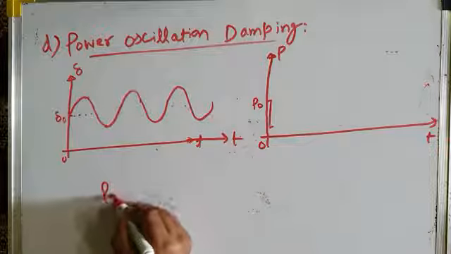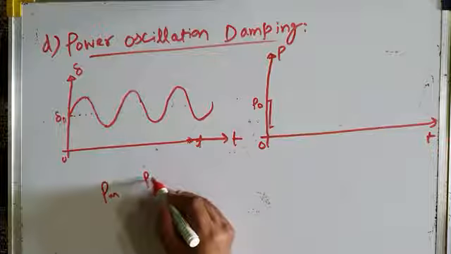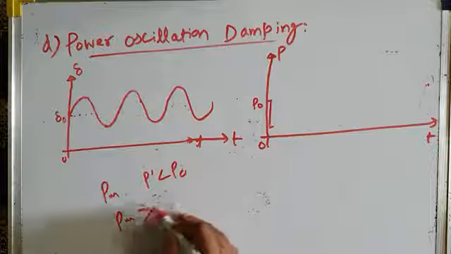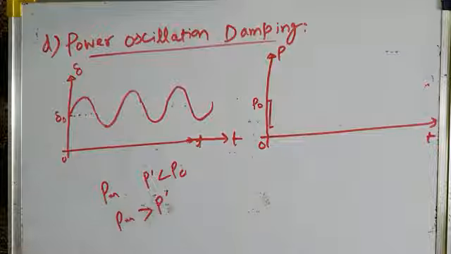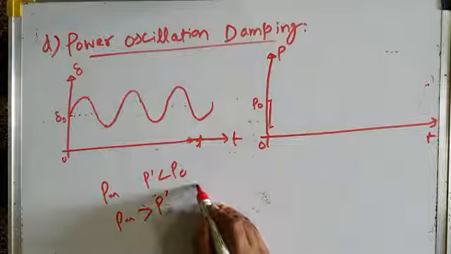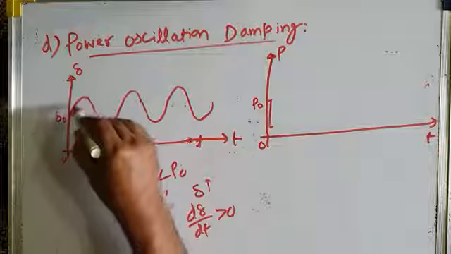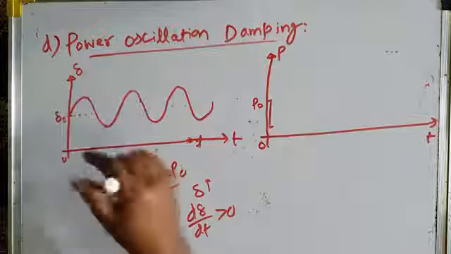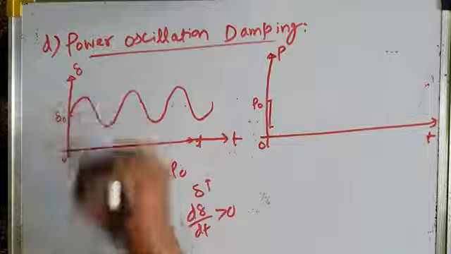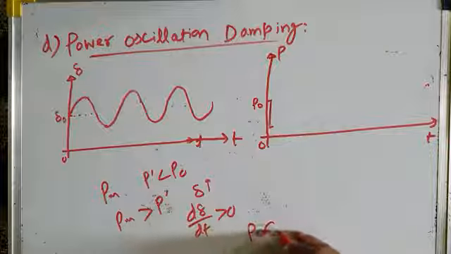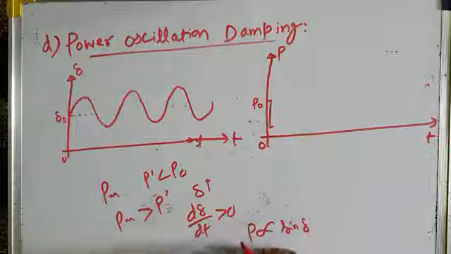Mechanical input is the same, electrical output has decreased, it has become less than P naught, the steady state value. So that means mechanical input now becomes greater than electrical output and the machine accelerates. And I have already told you when the machine accelerates, delta increases. So d delta by dt becomes greater than 0, and there is an increase in delta. And we know that when delta increases, the power which the system must transfer also increases, because the power transferred is directly proportional to sine delta. When delta increases, P should also increase.